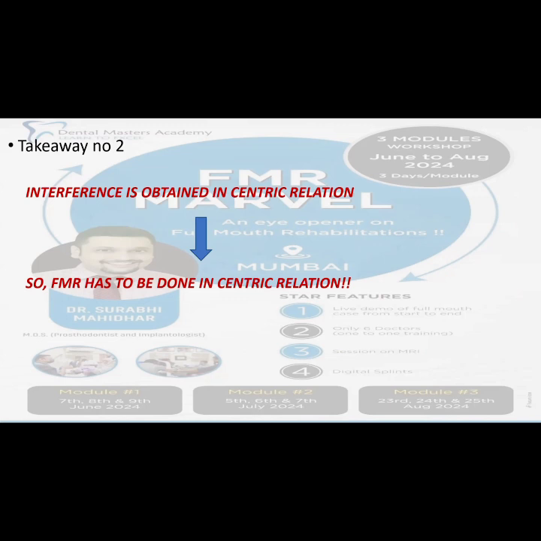But if there is a lot of occlusal wear, and the patient is having a lot of pain when it comes to the head, neck, back, then yes, you might have to consider taking the jaw into centric relation, because if you do restorations in maximum intercuspation now, whatever problem was there before is continuing now on the restoration and the restorations break down. So kindly do FMR in centric relation. That's the takeaway number 2.